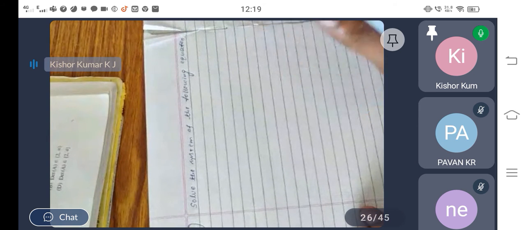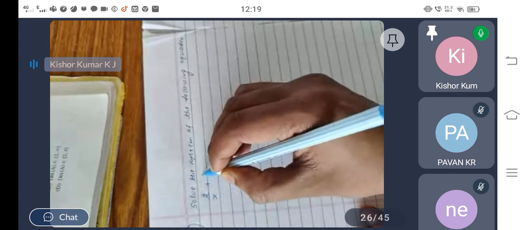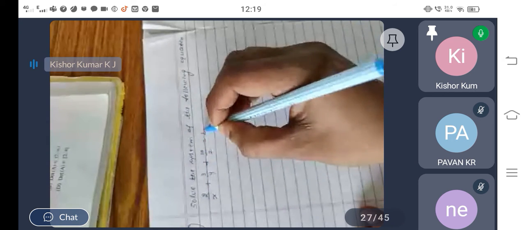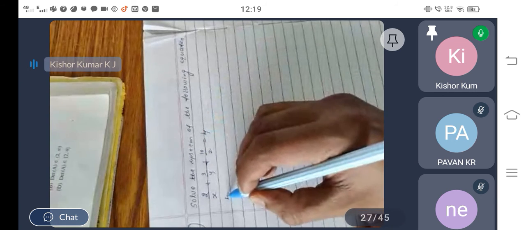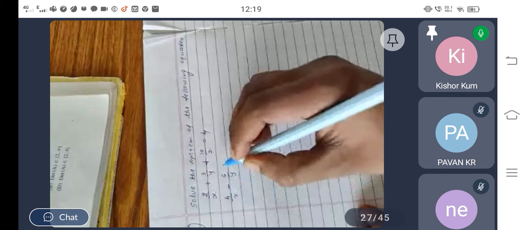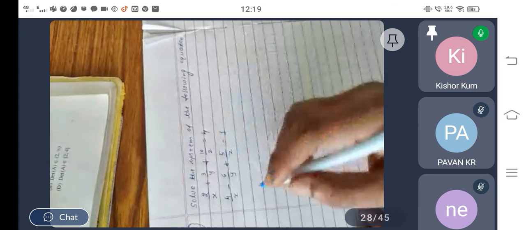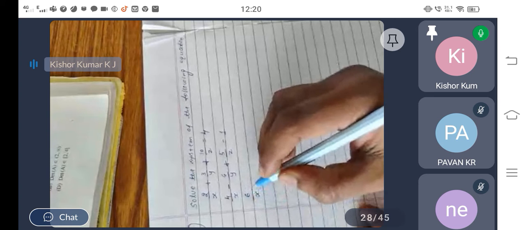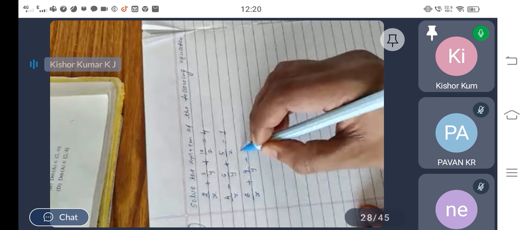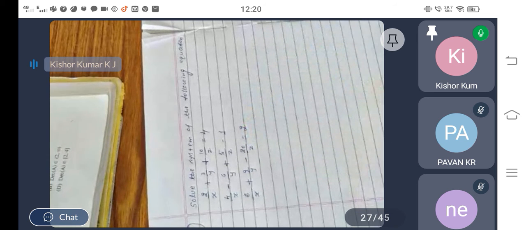What are the equations they provided to us? It is 2 divided by x plus 3 divided by y plus 10 divided by z equals 4. And the second equation: 4 divided by x minus 6 divided by y plus 5 divided by z equals 1. And the last equation: 6 divided by x plus 9 divided by y minus 20 divided by z equals 2. So this is your question.